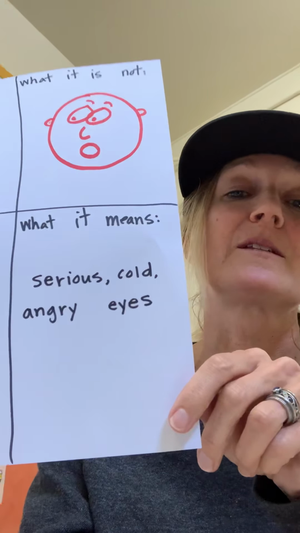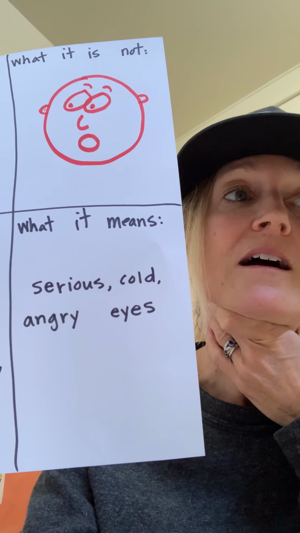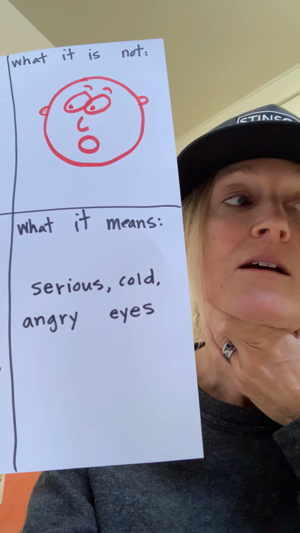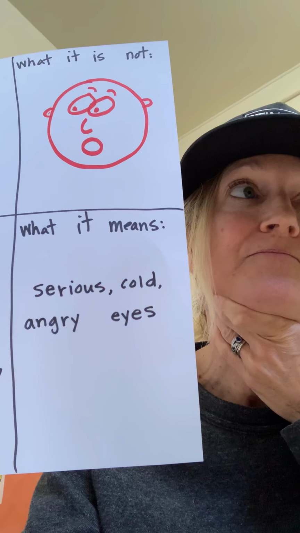Okay. And for our last square, we're going to write down what that word means. Tell me the word again. What's our new word for today? Steely. How do we spell it? S-T-E-E-L-Y. Okay, and here's what it means. Serious, cold, angry eyes. Go ahead and copy that definition and press pause until you're done.